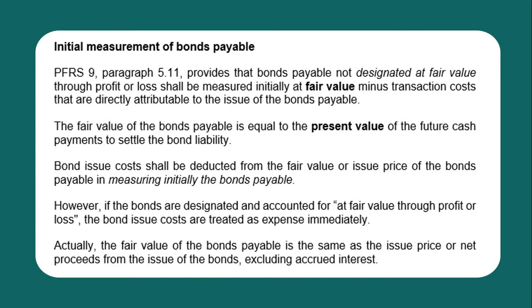Again, as I've mentioned earlier, if the bonds payable is designated at fair value through profit or loss, the bond issue cost will be expensed immediately. Then the measurement will be at fair value. So, the treatment for the transaction cost or the bond issue cost shall be treated as expense immediately if at fair value through profit or loss. However, if the bond is not designated at fair value through profit or loss, such as fair value through other comprehensive income or amortized cost, then the bond issue cost is deducted from the fair value.